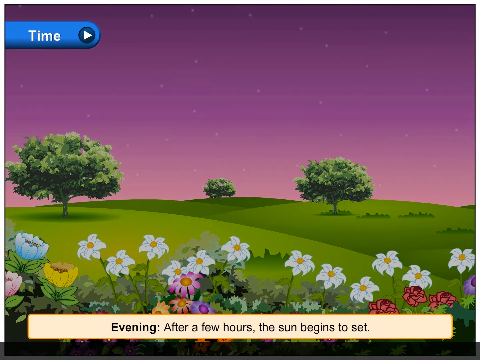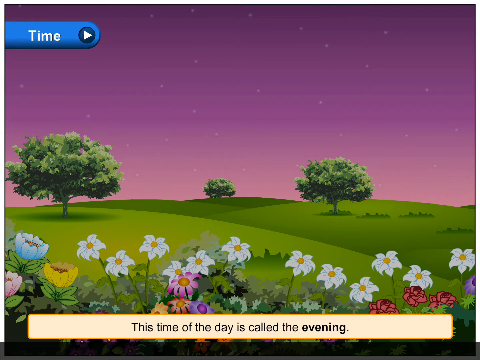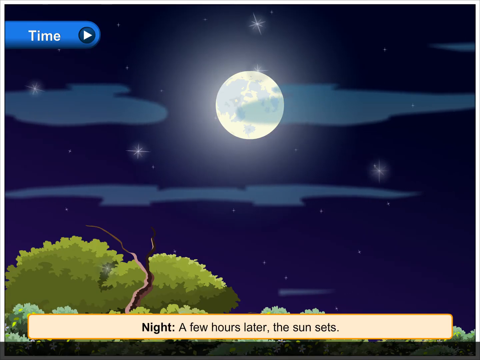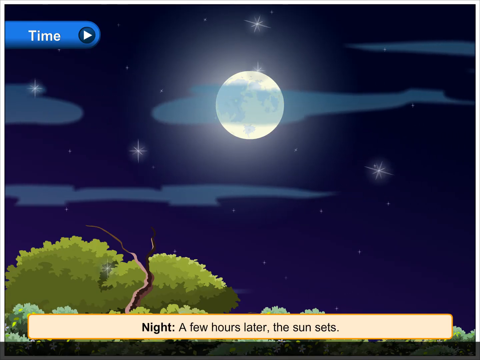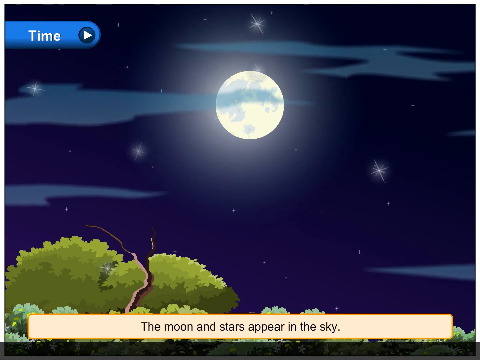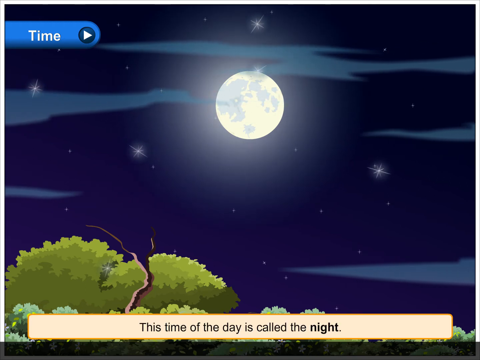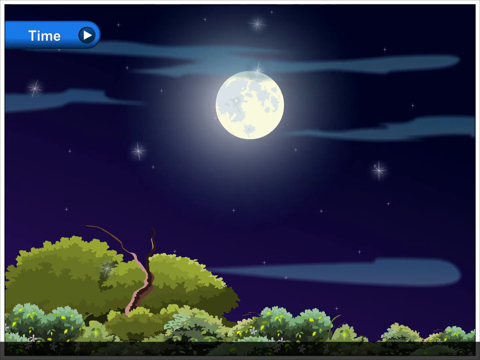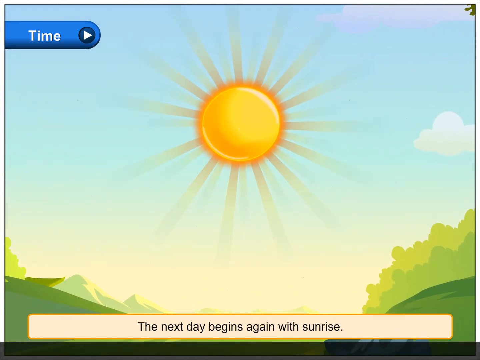Evening. After a few hours, the sun begins to set. This time of the day is called the evening. Night. A few hours later, the sun sets. The moon and stars appear in the sky. This time of the day is called the night. The next day begins again with sunrise. In one full day, there are 24 hours.